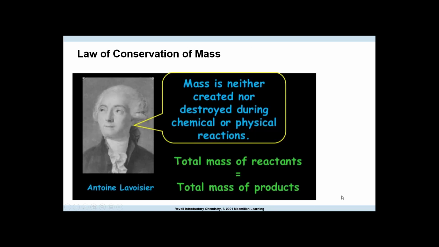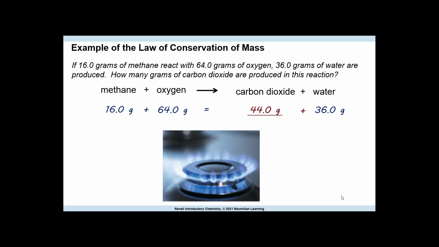So what does the law of conservation of mass mean? Mass, and this is a law, mass is neither created nor destroyed during a chemical or physical reaction. Again, that means the total mass of reactants is equal to the total mass of products. So if we look at an example here, we have 16 grams of methane. Methane is the gas that comes out of the stove. It reacts with 64 grams of oxygen. It is combustible in the presence of oxygen. Fires don't start without oxygen. 36 grams of water are produced.